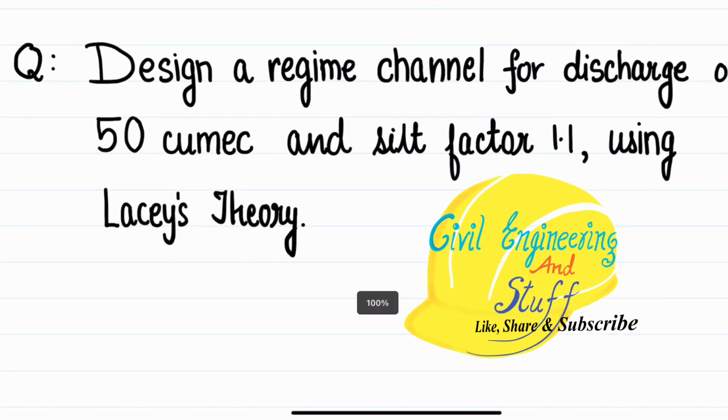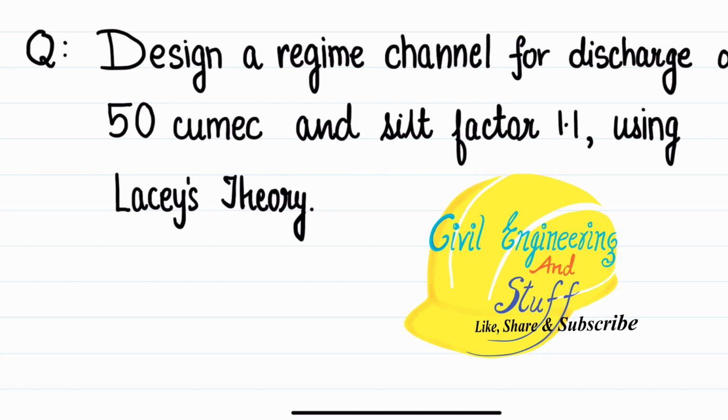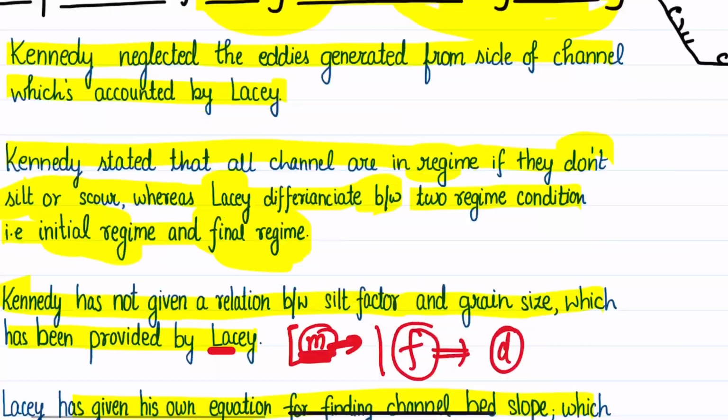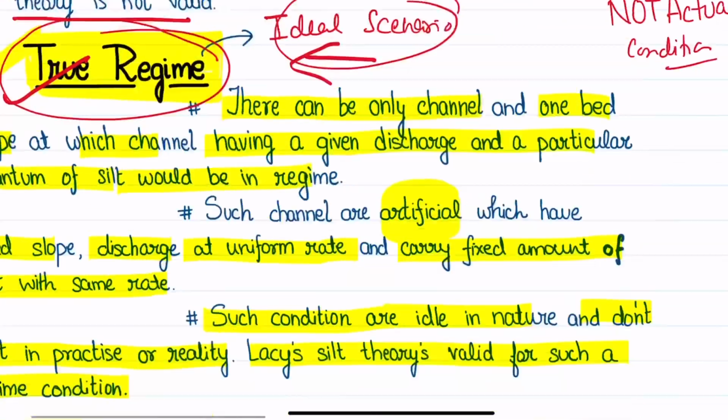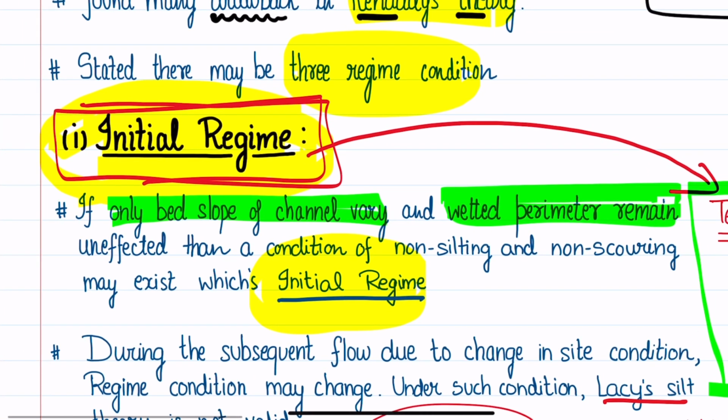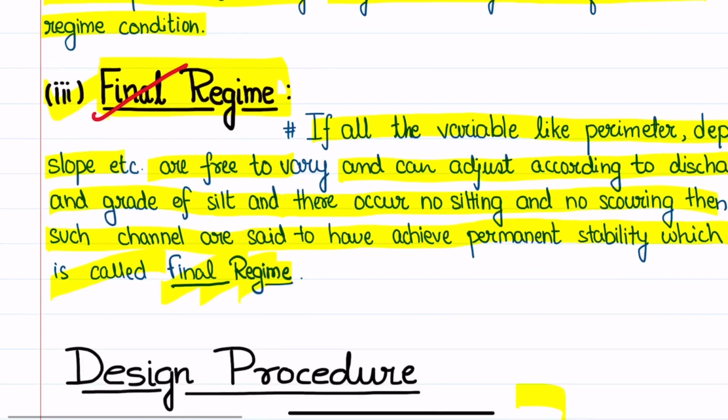And in today's video lecture, we are going to do a numerical on Lacey's theory for regime channel. Now, regarding Lacey's theory, we have discussed in detail the various regime conditions that Lacey proposed, that is the initial regime, true regime, and the final regime.